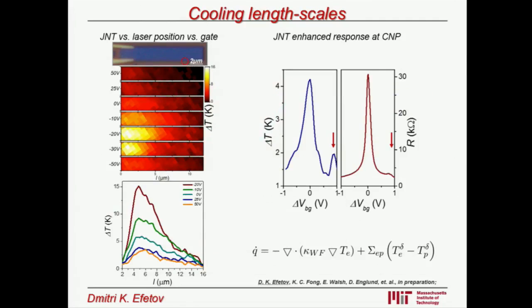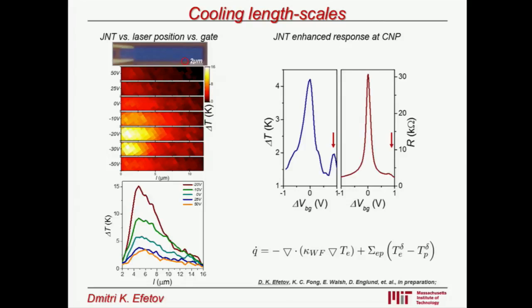So basically, again, this is our device, and we can take those color maps, those heat maps, as a function of gate, and we can also look at the profile along each line. And what we get is that, first of all, we get a strong increase at the charge neutrality point. And then if we look at the cross-section along the length here as a distance away from the local thermometer, we can get this characteristic exponential decay, which is highly dependent on the gate voltage.